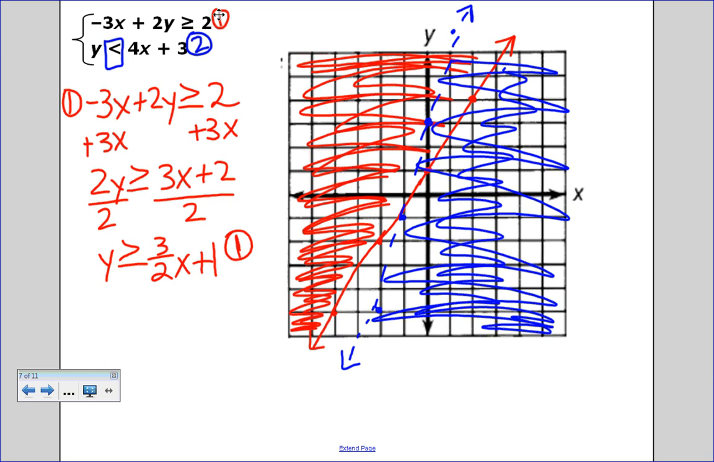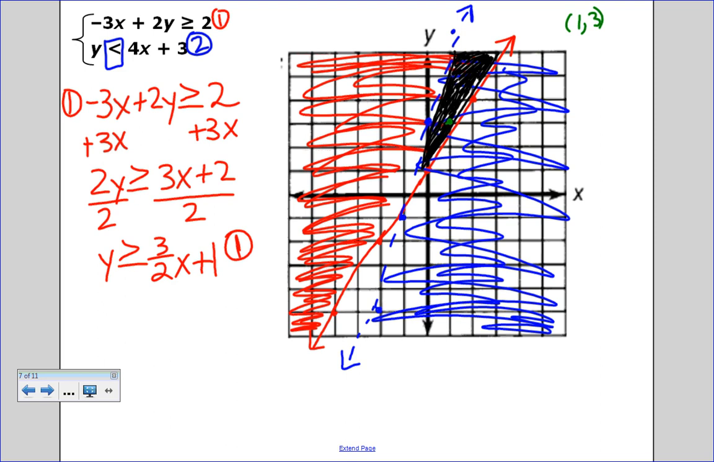So I see that we're talking about everything in this black area. Any point inside this overlapping section is a solution. Let's pick a point inside that overlapping solution and check it. I'm going to pick the point 1, 3, which should be right there. It's inside of the overlapping solution. Let's check the point 1, 3.